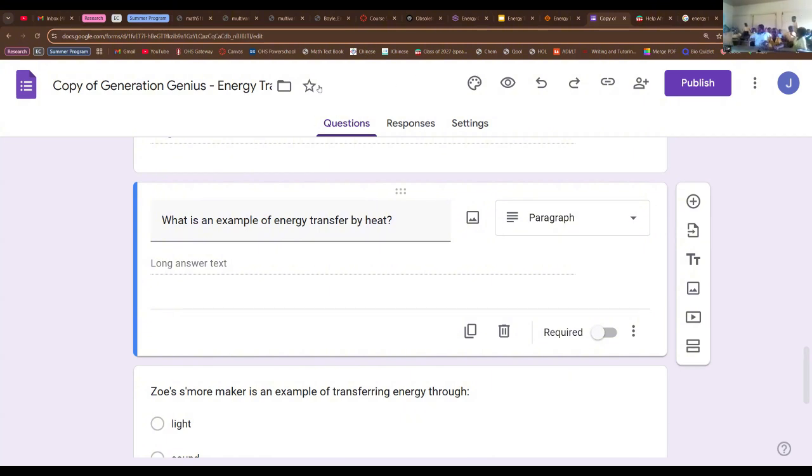So can anyone give an example of how energy can be transferred by heat?